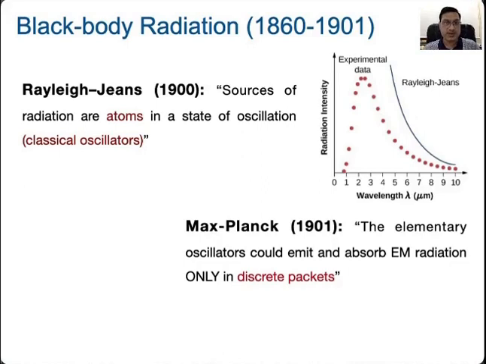So light is behaving like a particle, what Newton had proposed a few centuries earlier, and these particles are absorbing or emitting light in certain units. That's Max Planck's idea. And then he provided a very detailed mathematical explanation for the black body radiation.